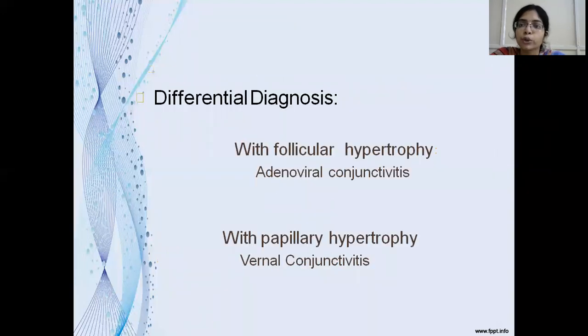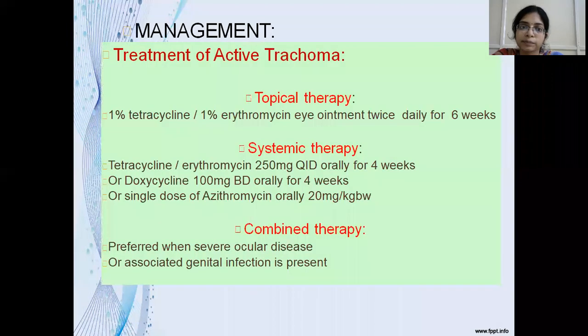Now, two main important differential diagnoses of trachoma. Again, very simple. Trachoma has follicles and papillae. So where else do you see follicles and papillae primarily? Follicles are typically seen in viral conjunctivitis. So when you see follicles, you have to differentiate it from adenoviral conjunctivitis. And when you see papillae, you have to differentiate it from vernal conjunctivitis or spring catarrh. So these two form the main important differential diagnoses.